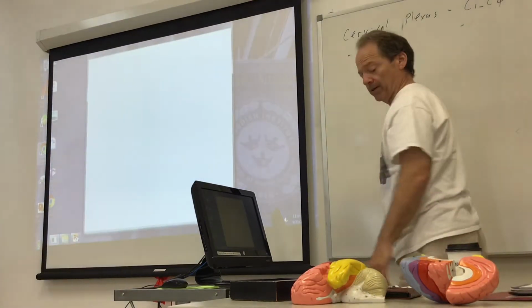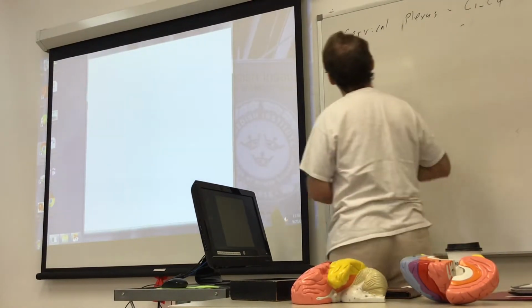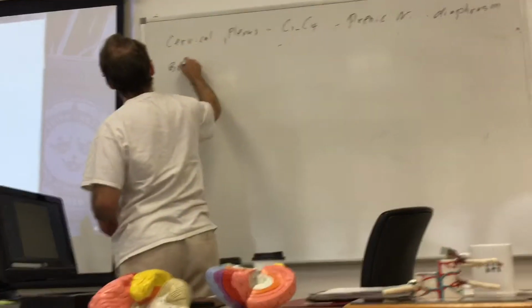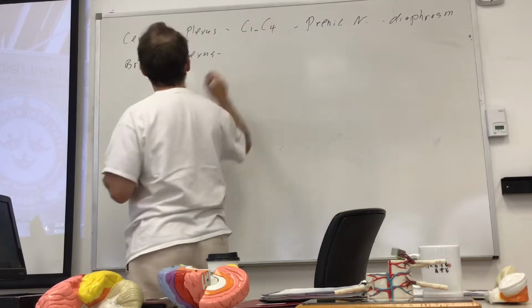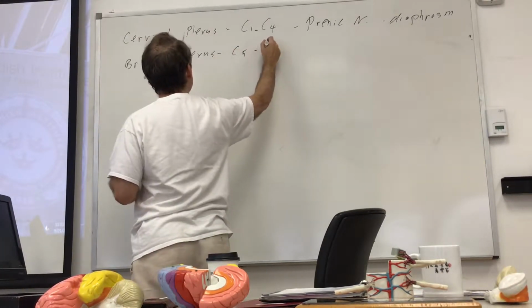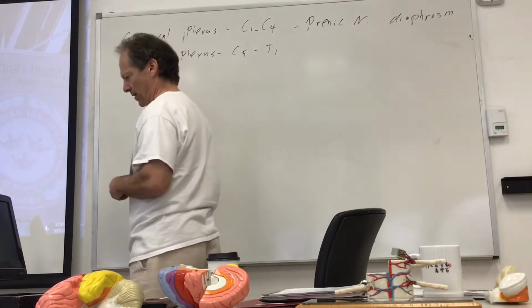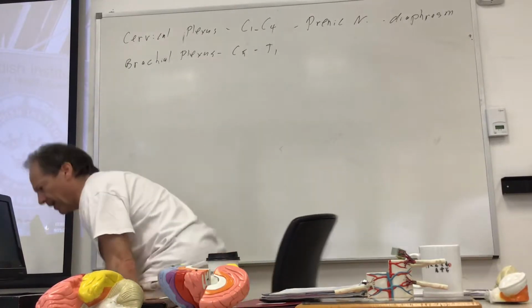Alright, in the meanwhile, we're going to talk about the brachial plexus. So, brachial plexus, remember that it's going to be coming from your C5 to T1. Those are the spinal nerves that are causing it.